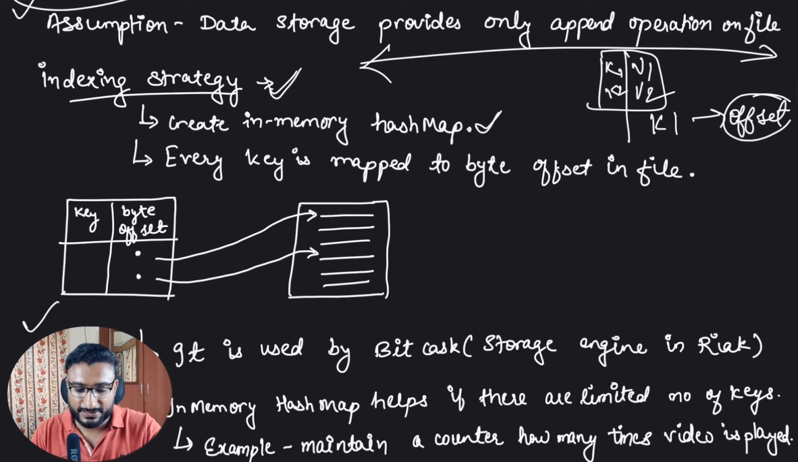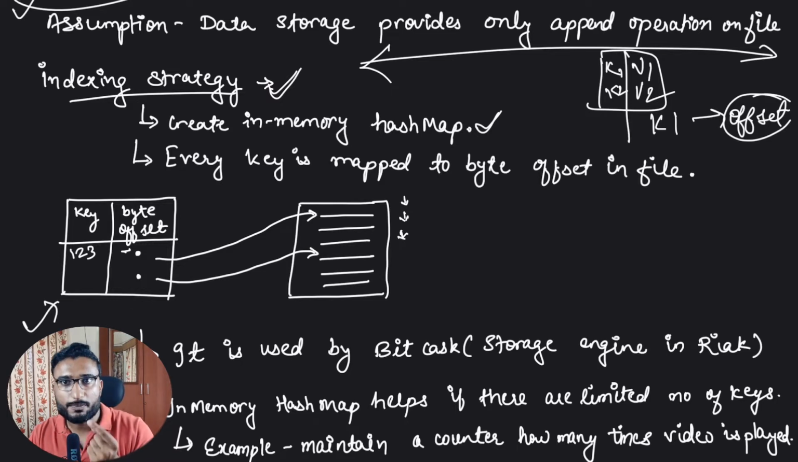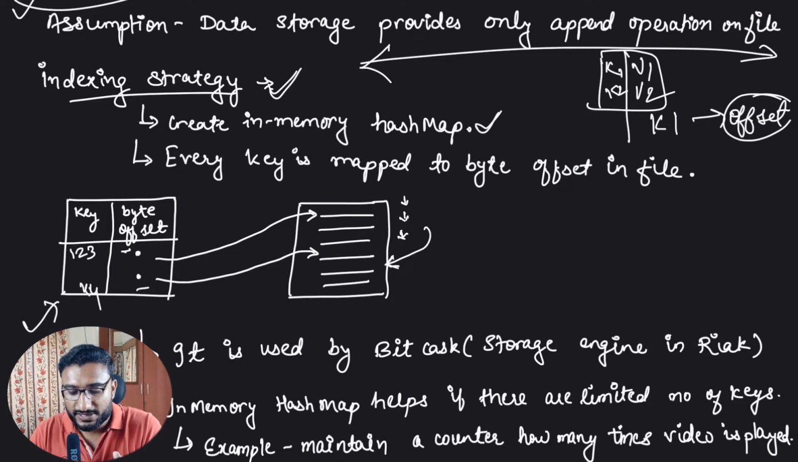So refer to this diagram. This is your key. Let's say your key is 123. Now I know on disk where this particular key is located because I have stored the byte offset of where it is present in that file. So in this case, I don't have to traverse the file one by one. Since I know the byte offset of that particular key, I can directly go to that key. Let's say I found K4's offset, which is present here. So this is an O(1) operation.